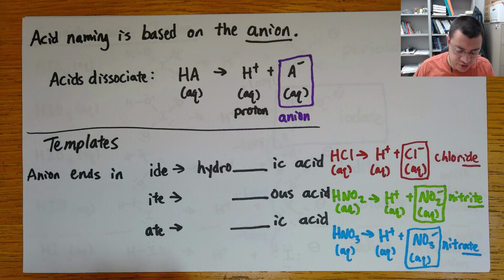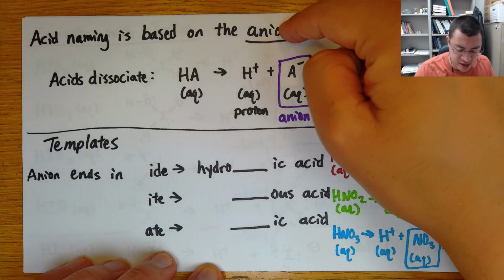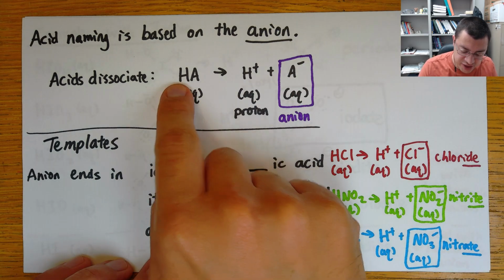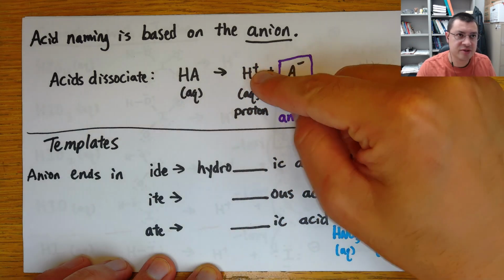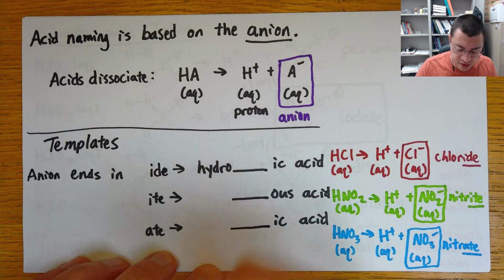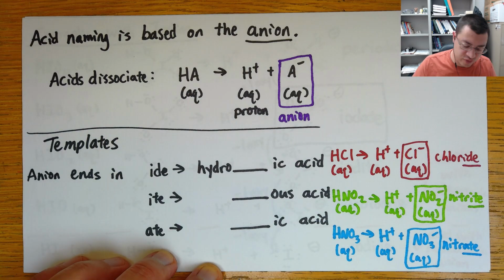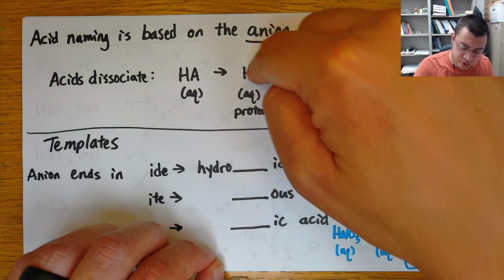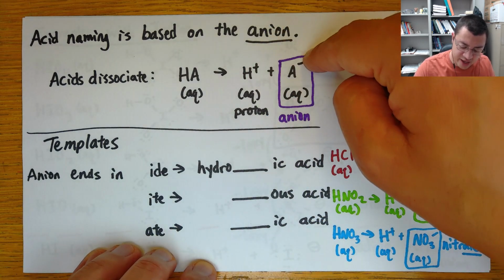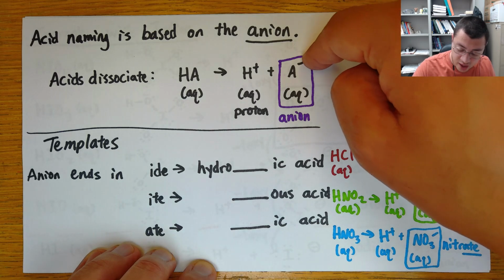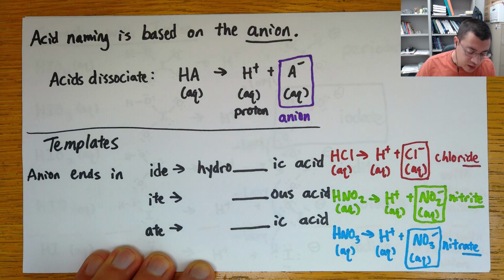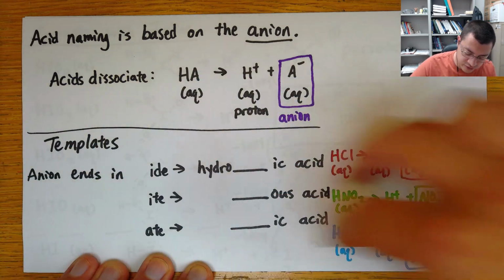To name acids, you need to figure out something about the anion involved in your acid. Acid formulas will generally have H in front for the H pluses, the protons, and it'll have some sort of anion. If an acid were to dissociate, dissolve in water, it would give you a proton and an anion. So it's this anion that is going to let us know what our acid is going to be named. So let's go over this template.